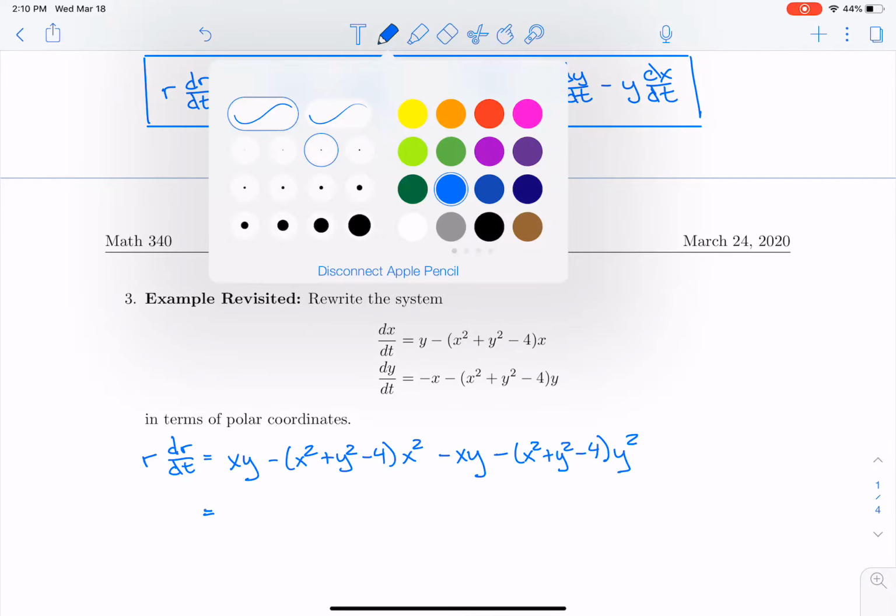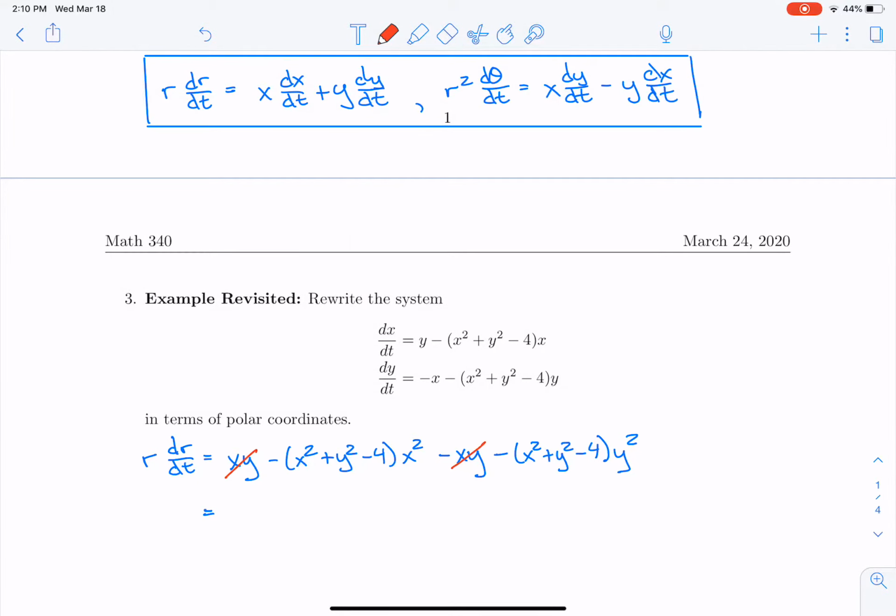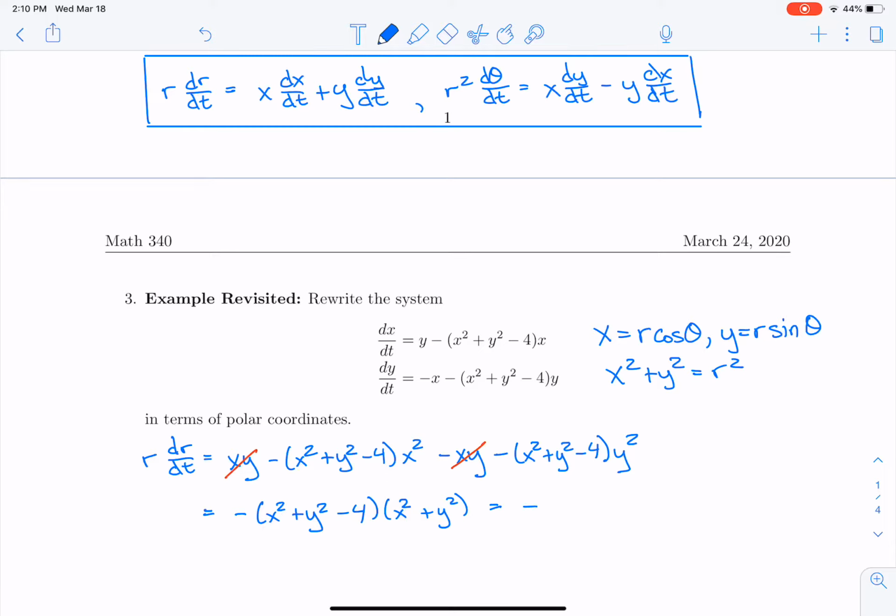Well, hopefully you notice that xy cancels with the minus xy. And so we're left with minus x squared plus y squared minus 4 times x squared plus y squared. And I seem to see a lot of x squared plus y squareds floating around. We know that x is r cosine theta and y is r sine theta. And of course that means that x squared plus y squared is actually equal to r squared. Oh, so we can rewrite this as minus r squared minus 4 times r squared.